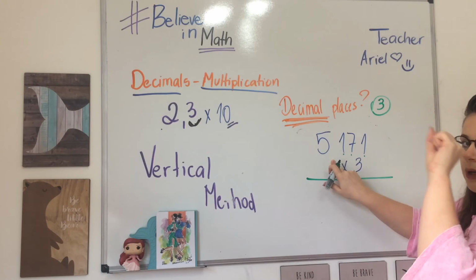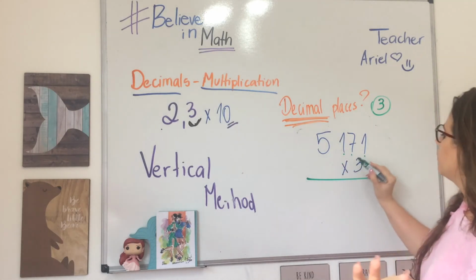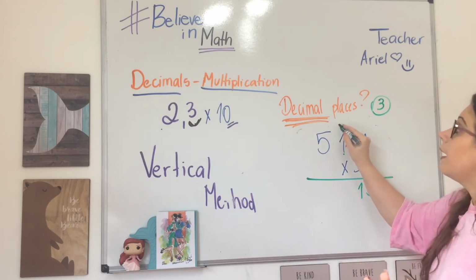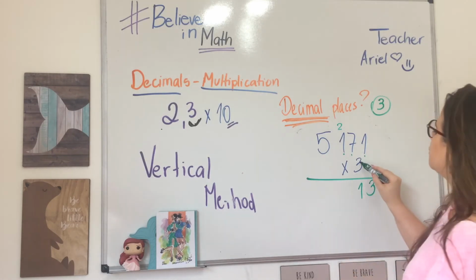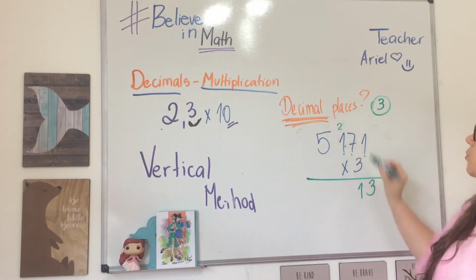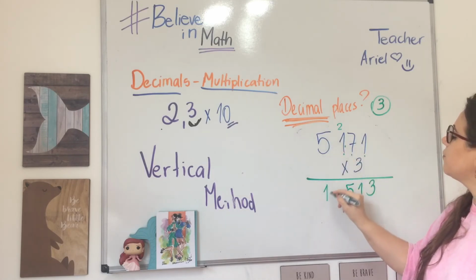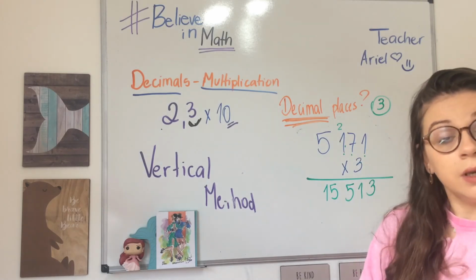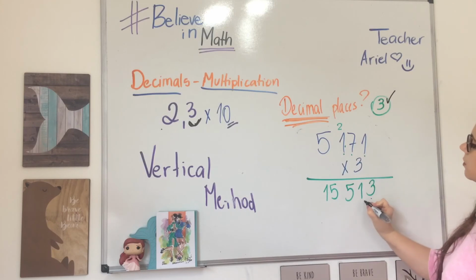Keep that in mind, write on your hand, write on the back of your hand, whatever you want. Put the decimal point in standby. And now you make the multiplication. 3 times 1, 3. 3 times 7, 21. I regroup because I cannot have 2 numbers there. 3 times 1, 3 plus 2, 5. And 3 times 5, 15. Now we just put the decimal point back. How many decimal places? 3. 1, 2, 3.